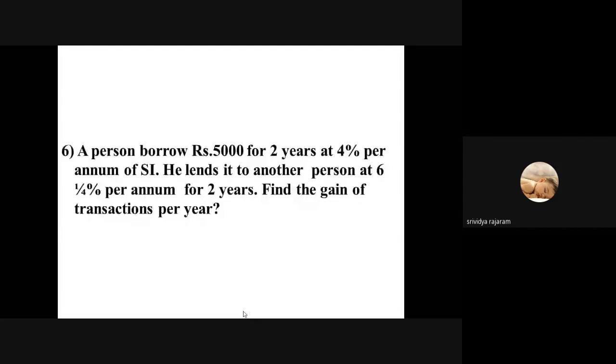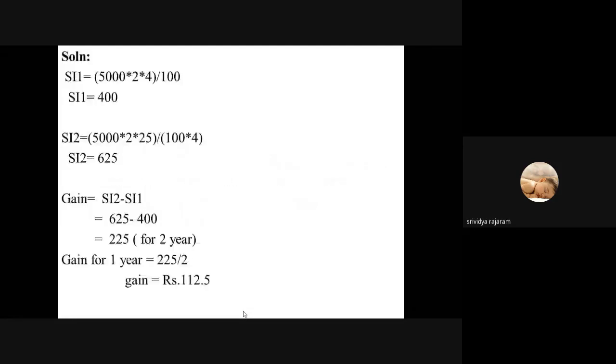So the N value here is 2, and the rate value is 6 1 by 4. So it is a mixed fraction. Converting into a fraction, it is 25 by 4. So I'm substituting R as 25, and that 4 will come in the denominator, so 100 into 4. On simplifying this, the second simple interest is 625.